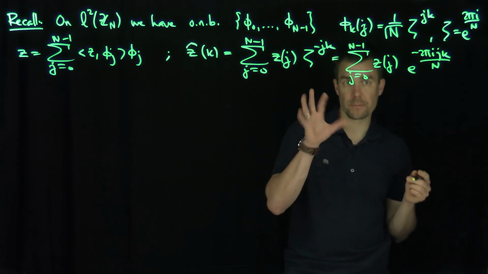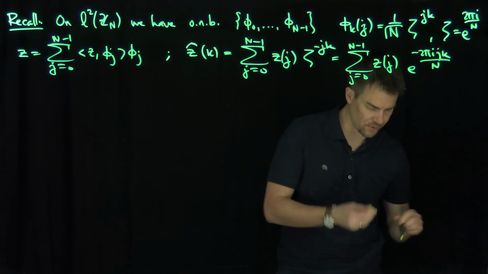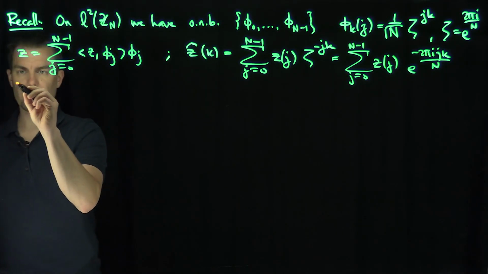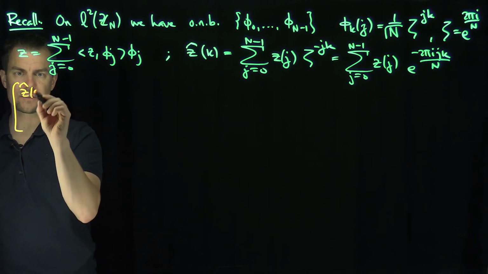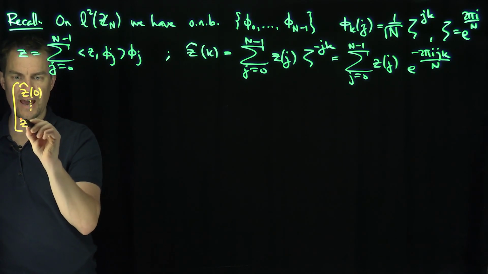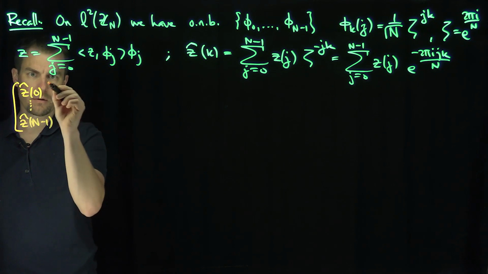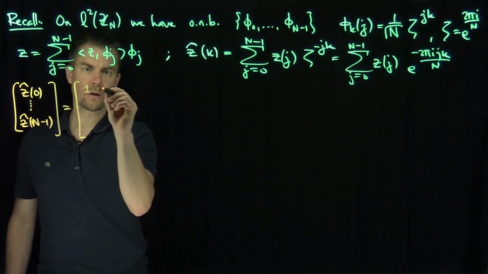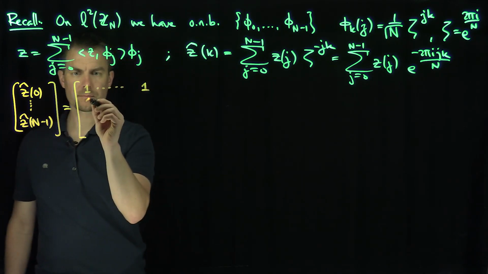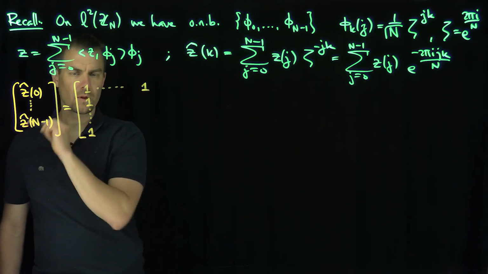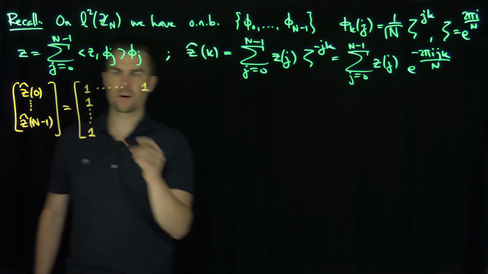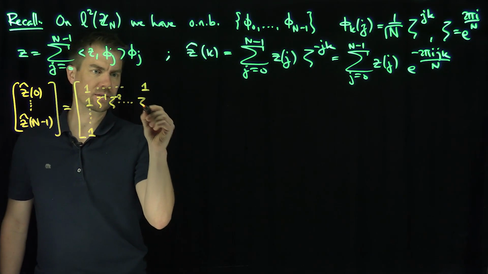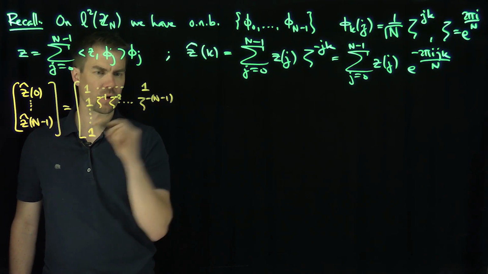Now what I'd like to do is write this in matrix form and see how I can do inversion of this, right? So in matrix form, what does this become? It becomes z hat 0 all the way down to z hat n minus 1 is this matrix over here. The zero mode is easy to do. All those are ones, and then over here we're going to have a zeta to the negative 1, zeta to the negative 2, up to zeta to the negative n minus 1.